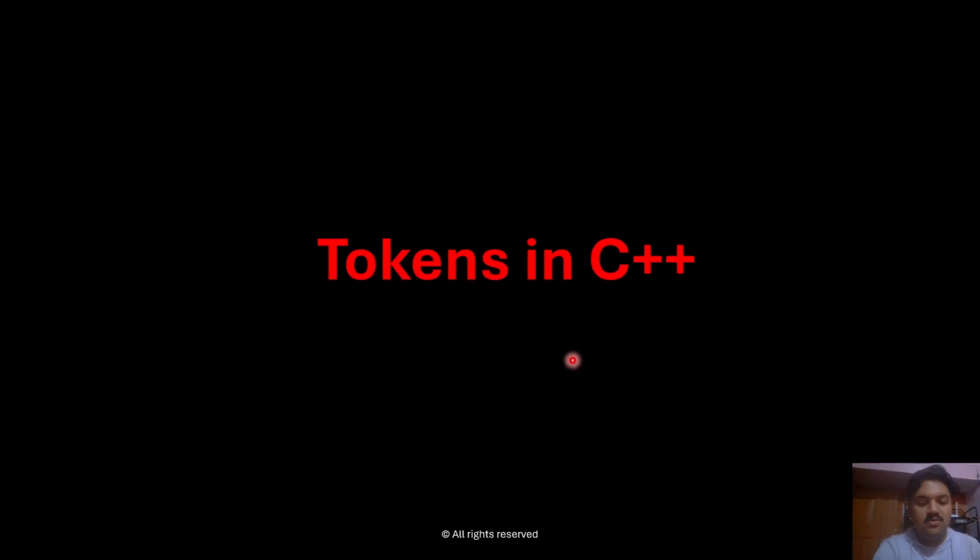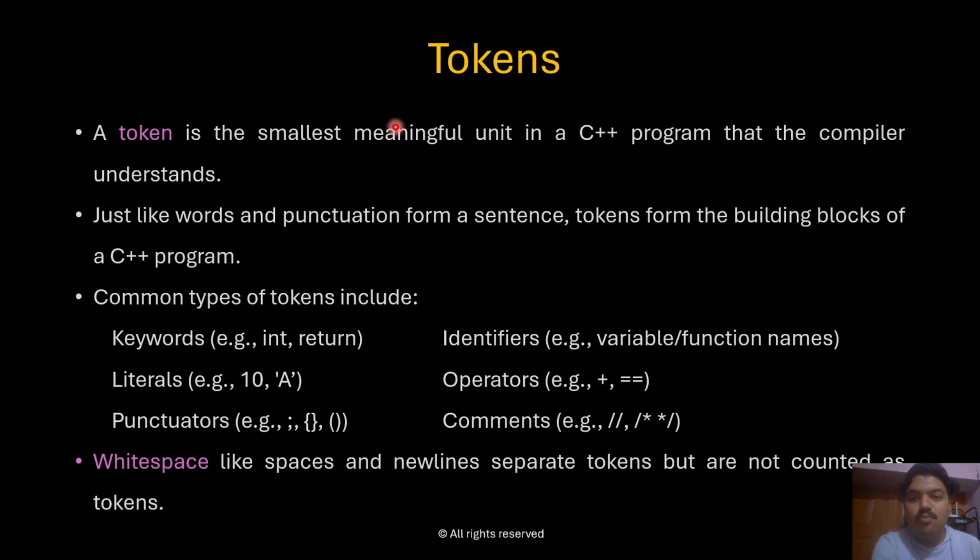What are tokens? A token is the smallest meaningful unit in a C++ program that the compiler can understand. Just like words and punctuation form a sentence, tokens form the building blocks of a C++ program. So let us understand tokens with the help of our example.